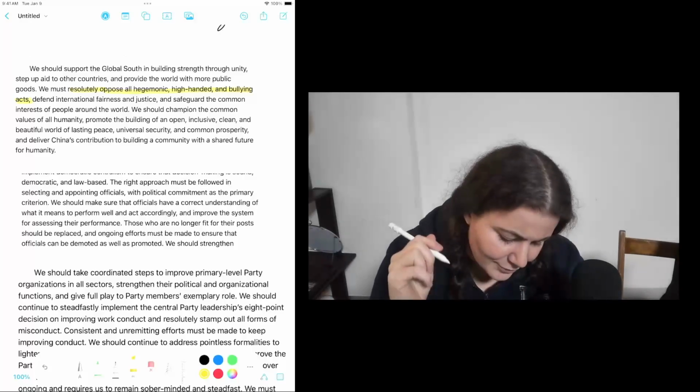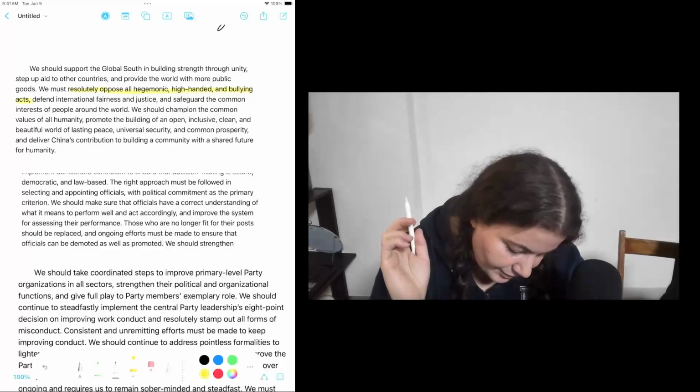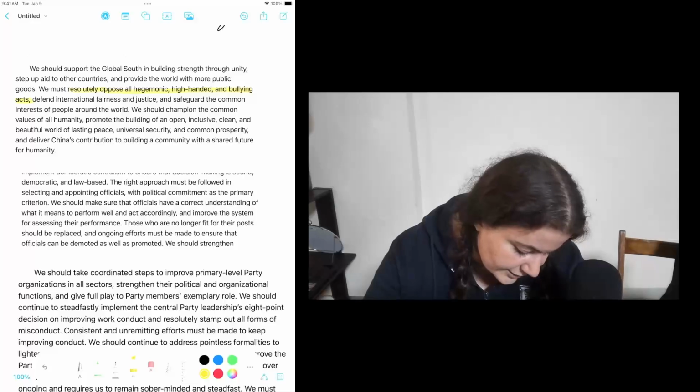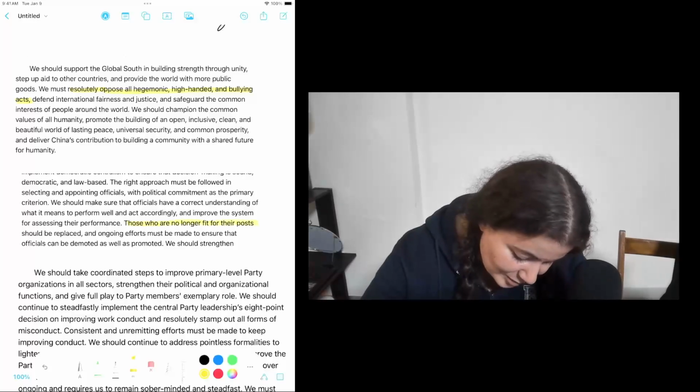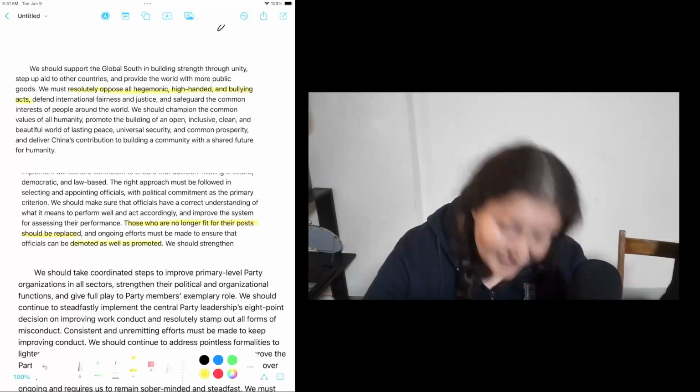Now, I love this part. The right approach must be followed in selecting and appointing officials with political commitment as a primary criterion. We should make sure that officials have a correct understanding of what it means to perform well and act accordingly, and improve the system for assessing their performance. Now, look, those who are no longer fit for their posts should be replaced, and ongoing efforts must be made to ensure that officials can be demoted as well as promoted.